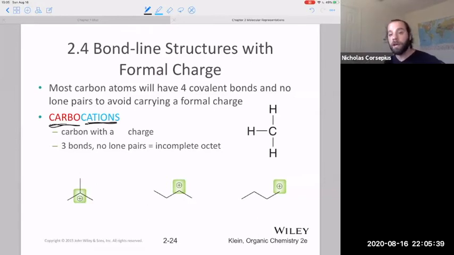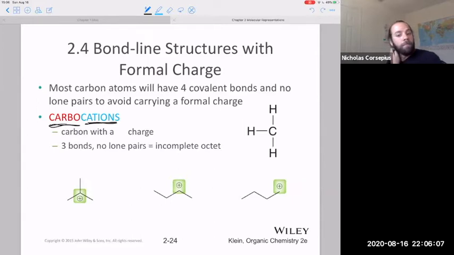Okay, 3 bonds and no lone pairs. So if we counted, carbon only has 2, 4, 6 electrons in its octet right now. So it does not have a complete valence. Okay, this is something that's relatively unstable, certainly way more unstable than if it had a 4th hydrogen on there, but nonetheless turns out to be a very important intermediate in a reaction, something that exists for only a small fraction of a second, but nonetheless plays a very important role.